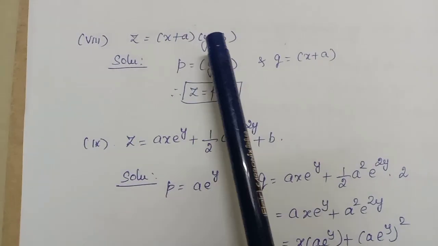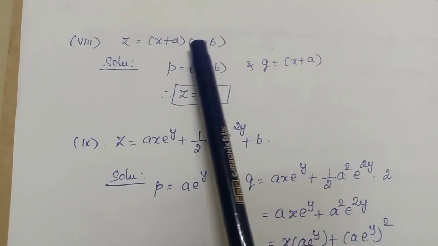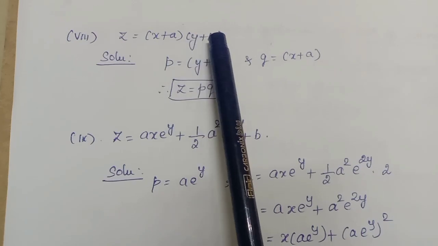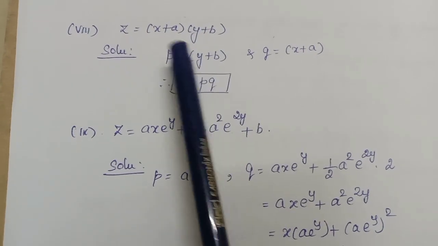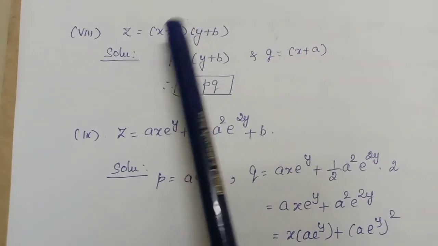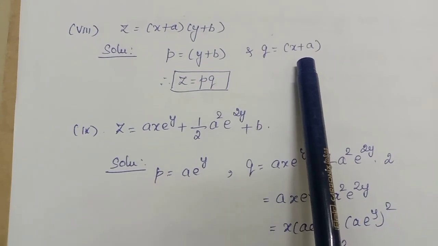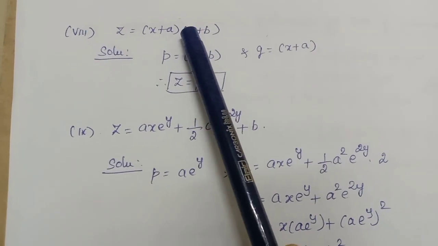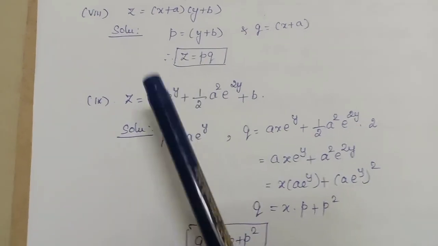z equal to x plus a into y plus b. So what is p? y plus b, because they are in product, no? So keep this as it is. When you differentiate x plus a, it will be 1. So p equal to y plus b, and q equal to, when you differentiate with respect to y, this is kept as a constant, and when you differentiate this, this will become 1. So q equal to x plus a. So substitute the values in the given equation. What will you get? z equal to p into q, right?